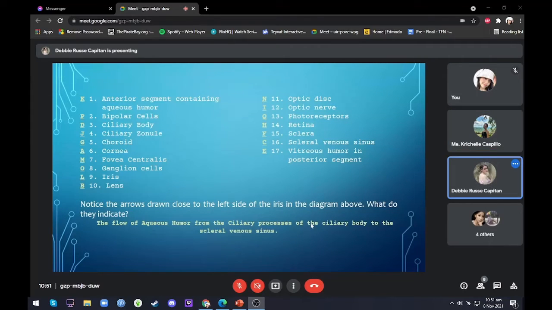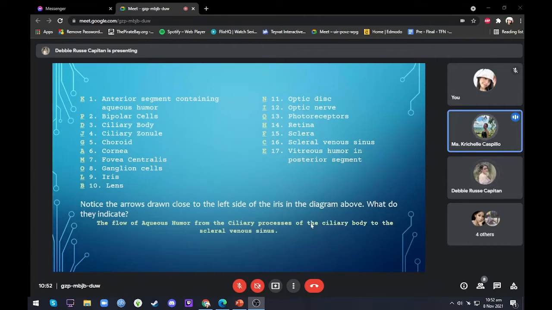7, fovea centralis, which is letter M. 8. Ganglion cells, which is letter O. Number 9, iris, which is letter L. 10. Lens, which is letter B. 11. Optic disc, which is letter N. 12. Optic nerve, which is letter I. 13 is photoreceptors, which is letter Q. 14, retina, which is letter H.